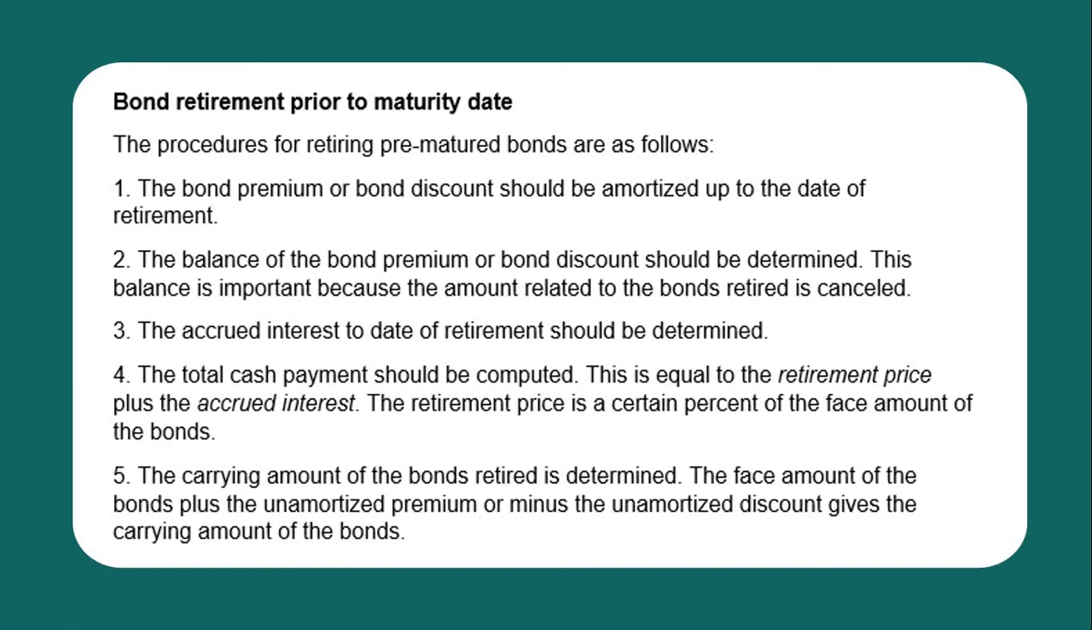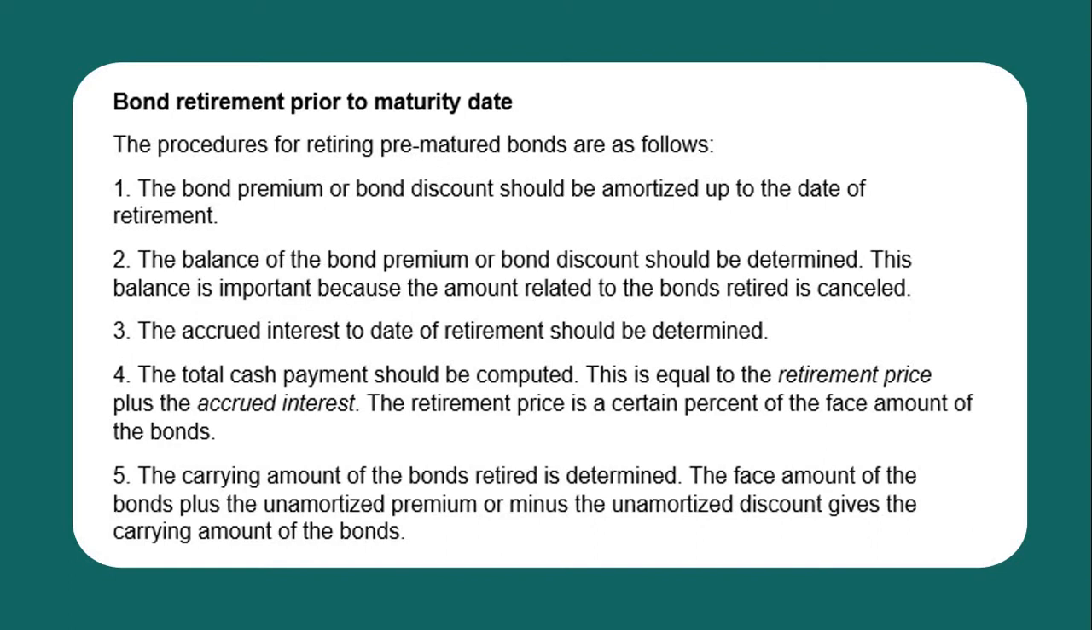Okay? Pero since prematured pa man siya, wala pa siya nag-mature, so of course, there is still a balance in that premium or discount. This balance is important because the amount related to the bonds retired is cancelled. It is very important for us to determine the balance of the premium or discount, for it will also be used in getting the carrying amount of the bonds retired.